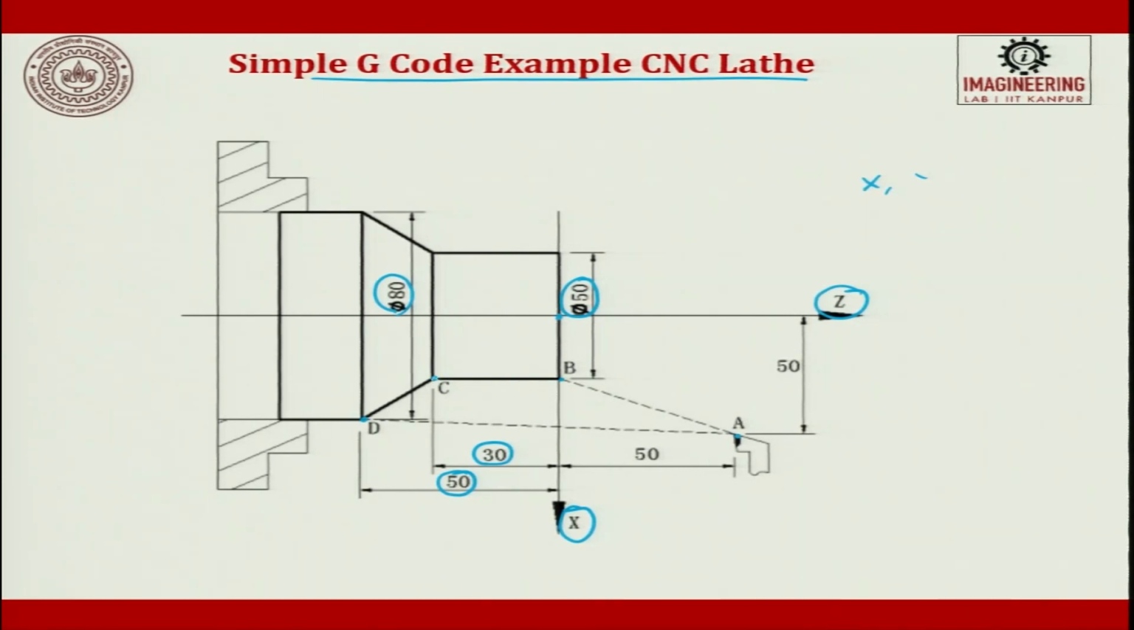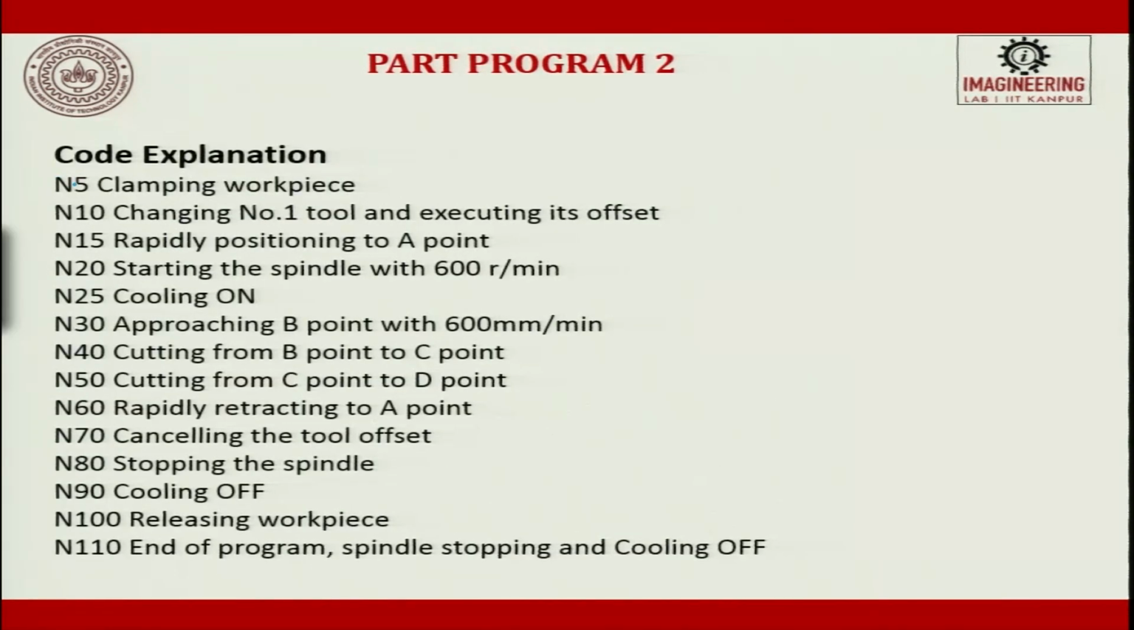So, from here to here there is no variation in diameter. So, it will be the same, only variation is going to be the z. So, here you will have x as well as z variation. So, let us see in words how we are going to write the code and then we will see the code.